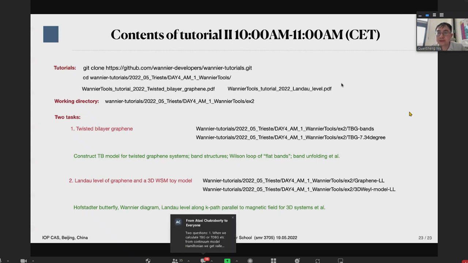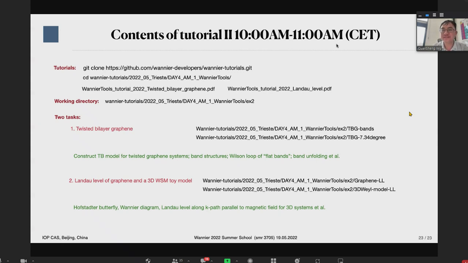Okay, I would like to take the questions. The first question is: is the TBG code restricted only to graphene? Can one simulate stacked layers of other materials? No, it's only for graphene.